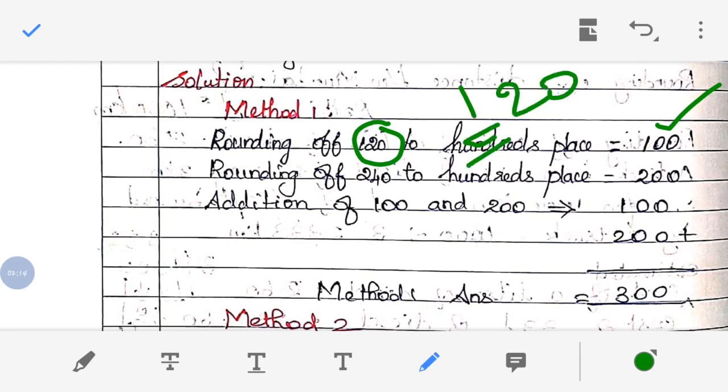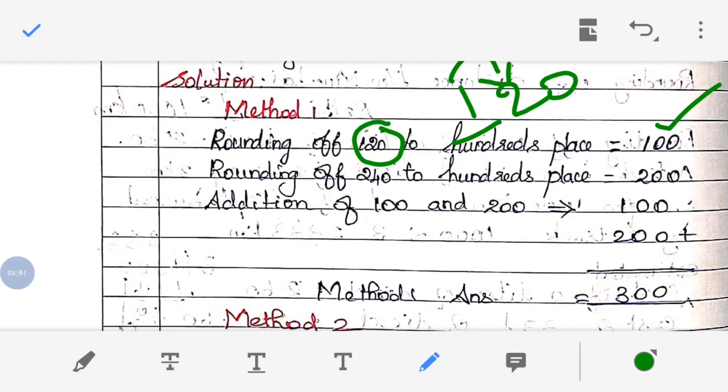Here, the hundreds place we are going to round off. So here the hundreds place only we are going to round off, that I have underlined. After that, what we have to do is check the digit which is present to the right of the rounded off value. So here 2 is present to the right of the number.